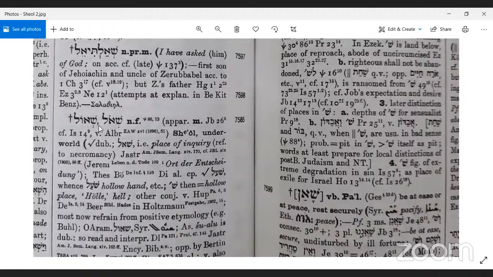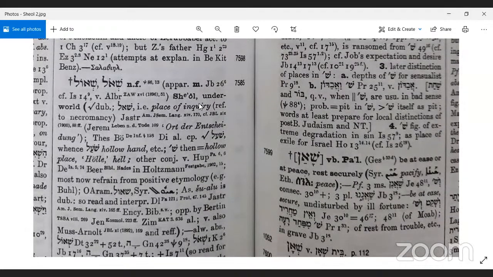Here's a short spelling that we looked at, and here's a long spelling. Noun feminine. Okay, we see the English Sheol, underworld, place of inquiry. Place of inquiry. Reference to what? Necromancy. Let's look it up for those people who don't know what it means.